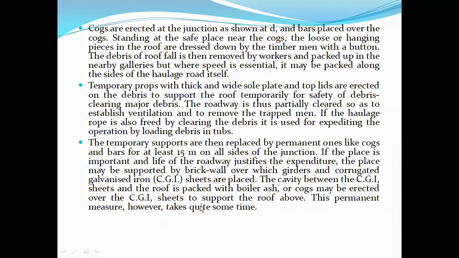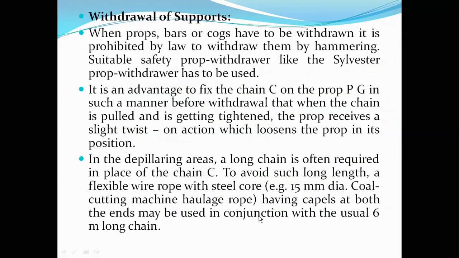takes quite some time, because first initially we need to clear the debris temporarily and make the passage clear, and restore the ventilation to the other side of the workings. Then the temporary support that you made, right? We can replace them with the permanent kind of supports, and the roof cavity that got created due to the roof fall, right? That can be filled with cogs, thereby supporting that particular roadway. So this is how it is being carried out.